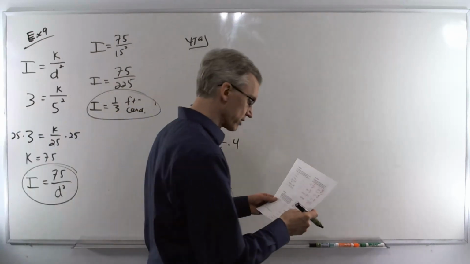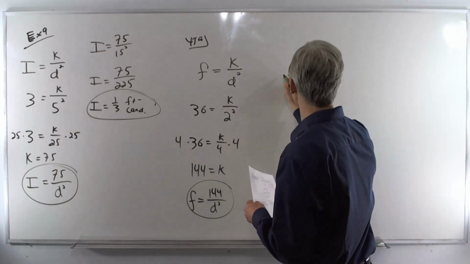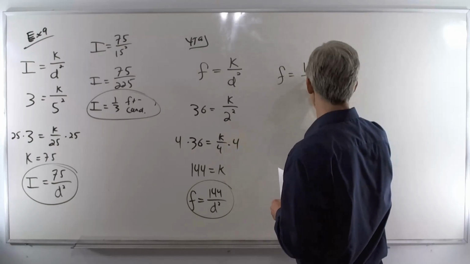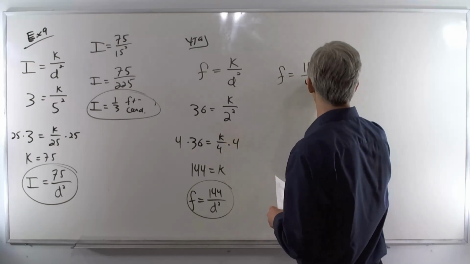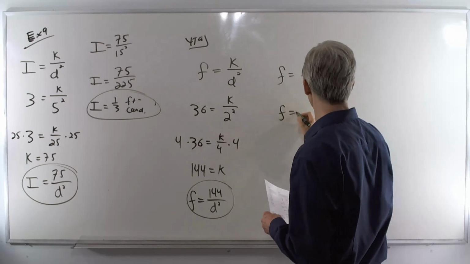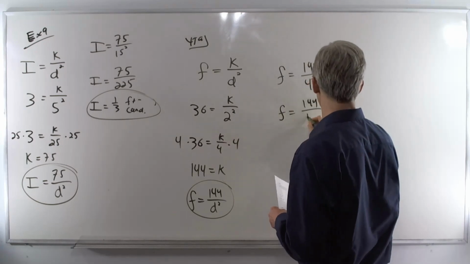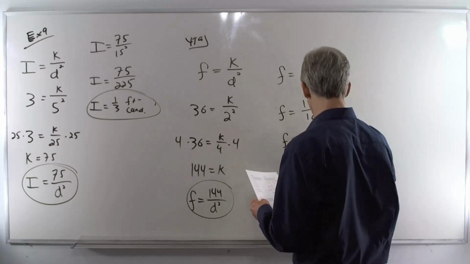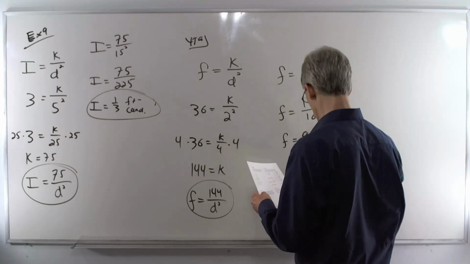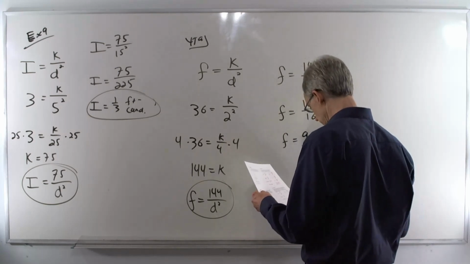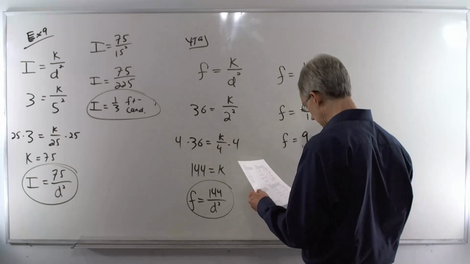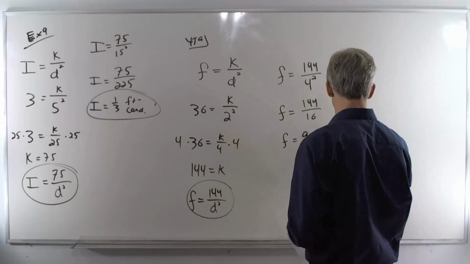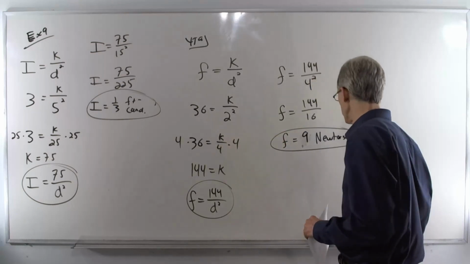Now we'll be able to find the force at a distance of 4 meters. Distance is 4. I'm going to plug in 4 here. And it's 4 squared in the denominator. So that's F equals 144 over 16. F is 9, and that is in newtons. So the force is 9 newtons.